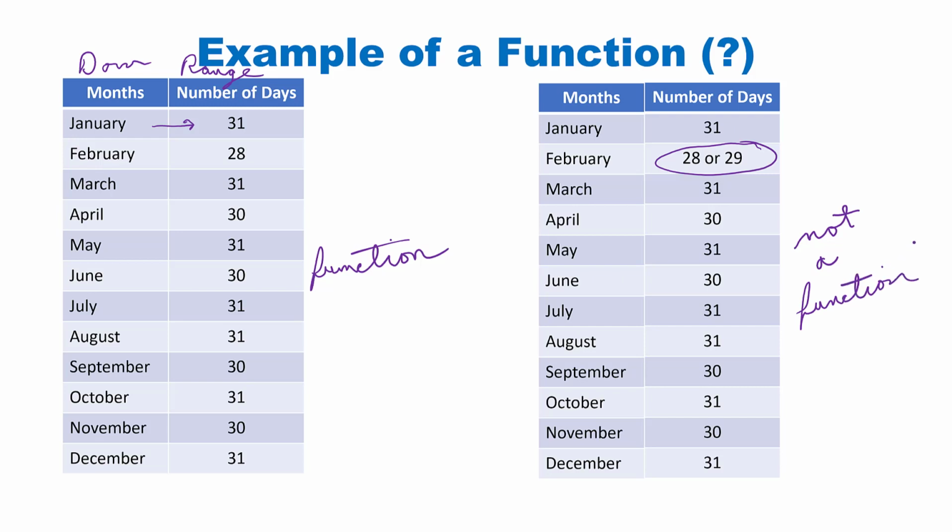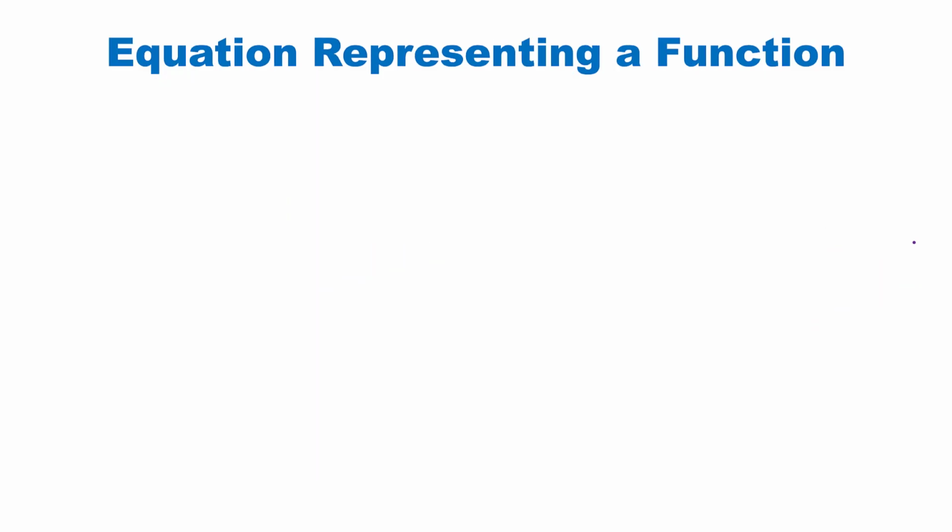Sometimes it's just good to have little examples from real life that help you remember facts about the mathematics behind things. Okay, so an equation representing a function. An example of an equation that does represent a function is y equals 2x minus 3. How do we know this represents a function? Well, it represents y as a function of x.